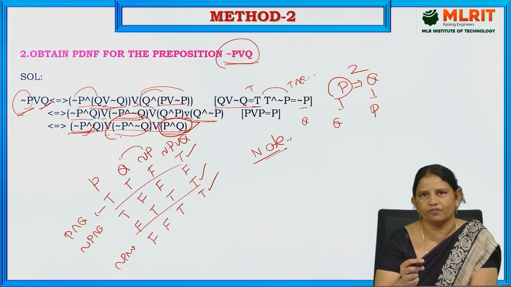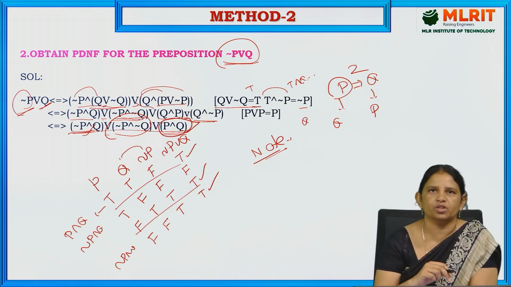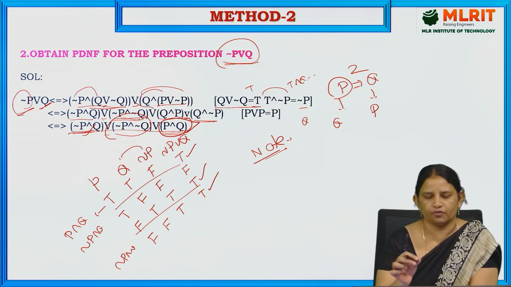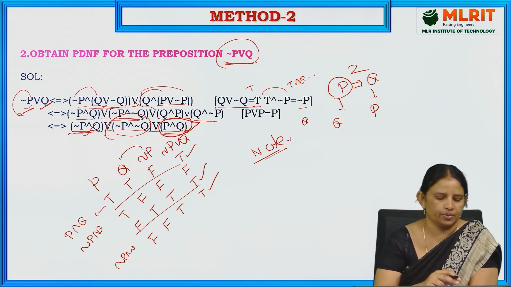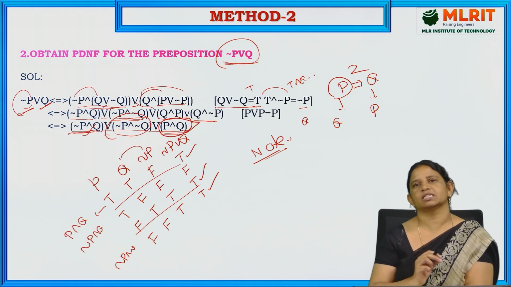We need to verify the solution with the help of the truth table, whether our minterms are correctly written or not. For the verification, we need to construct the truth table. Then we verify whether the minterms are correct or not. That is the second example.